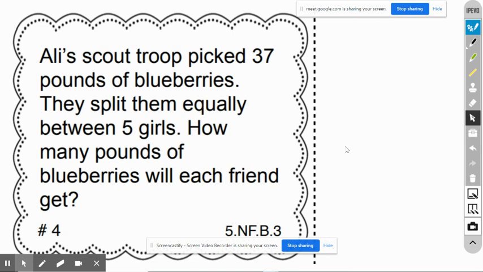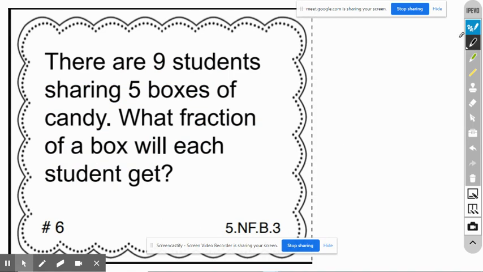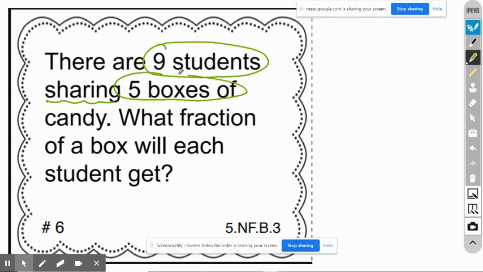So far so good, boys and girls. I'm going to go to another one. There are 9 students sharing 5 boxes of candy. What fraction of a box will each student get? So I want you to think, what operation, what are the tips that gave you the clue that is that operation? And once you figure out the operation, I want you to tell me how you're going to write that sentence. The sentence, I mean, in numbers, okay?